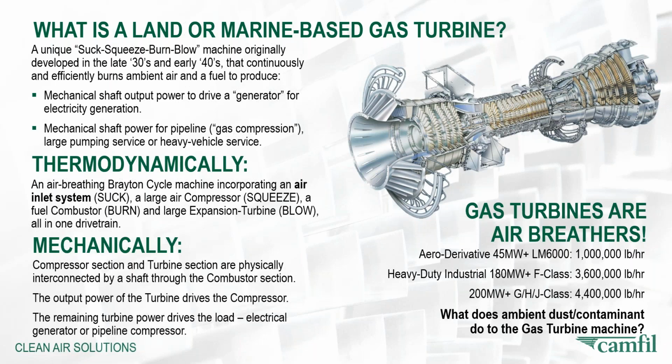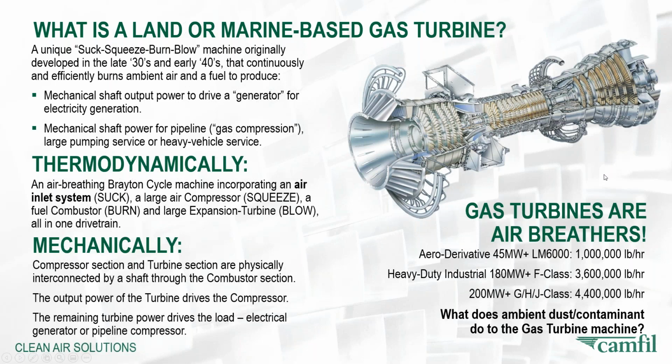And very important to note that gas turbines are massive air breathers. As an example, an aeroderivative 45 megawatt LM6000 swallows approximately 1 million pounds per hour of air. A larger F-class machine, the 180 megawatt heavy-duty industrial, swallows around 3.6 million pounds per hour of air. And the large GHJ class gas turbines are swallowing in the order of 4.4 million pounds per hour of air.